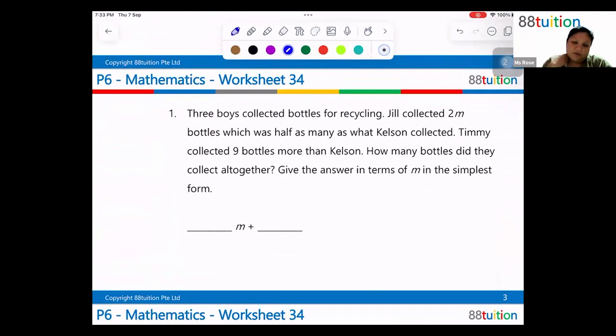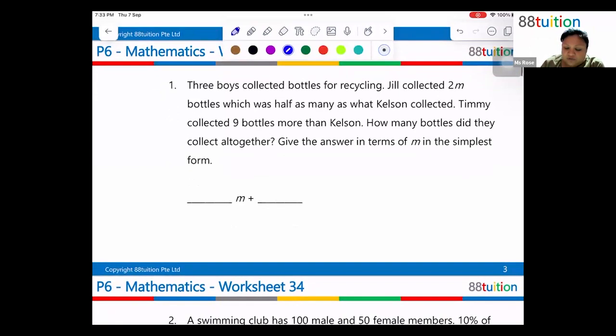Okay. Now, for question 1, who got it wrong? For question 1, Amelia, Shamin, Hannah, Niall, and Pranati. What happened? Basically, when you see algebra, don't be afraid to actually draw a model as well. It is similar to using units or parts.